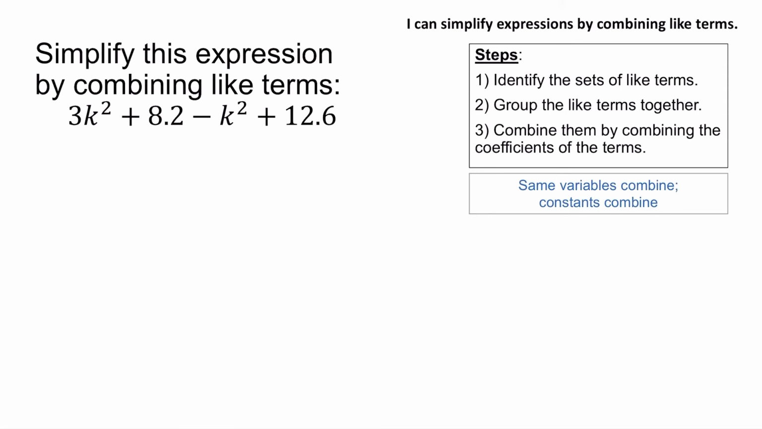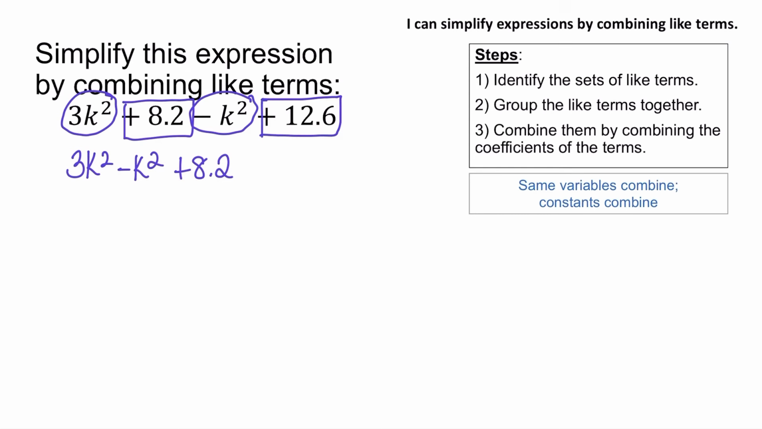So let's try simplifying this expression by combining our like terms. So notice my first term is a 3k squared. So I'm going to go through and look for another k squared term, which I do have in my problem. So I'm going to write 3k squared minus k squared. My next term is now this 8.2. So I'm going to write plus 8.2, and since that is a constant term, I'm going to look for any other constants. And here I have a 12.6. So I'm going to combine these terms together.